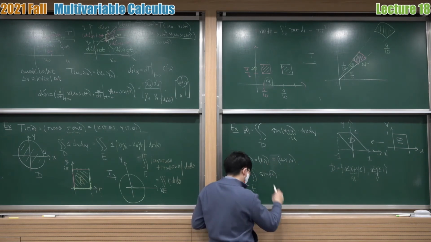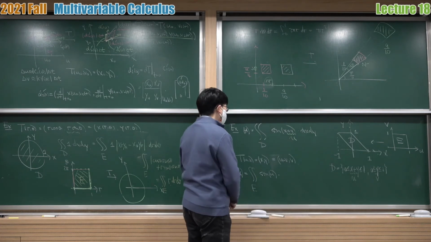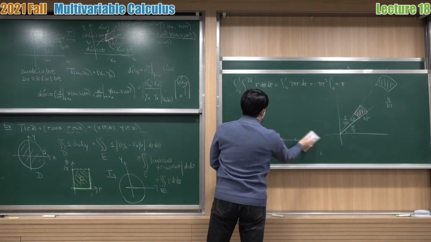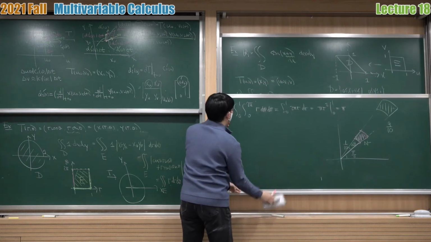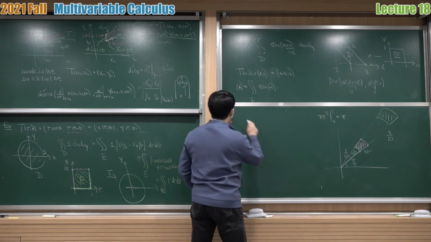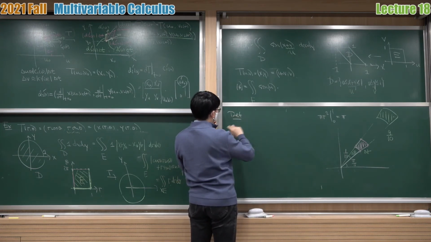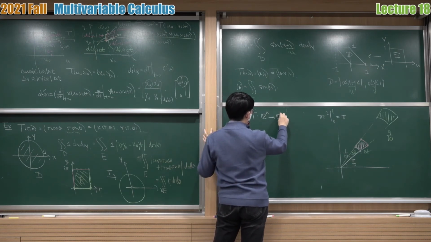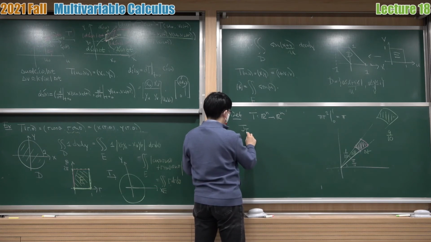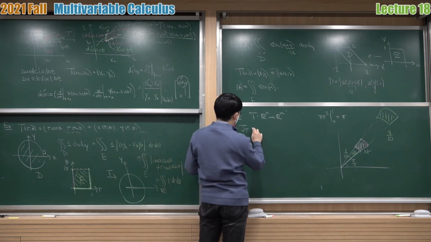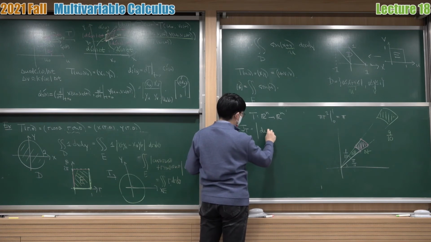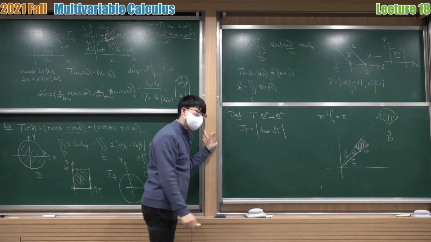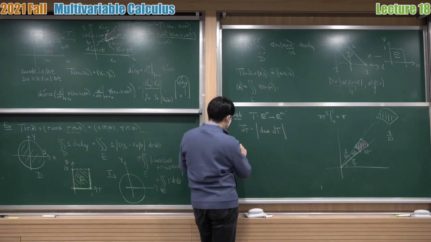But let me introduce an easy form of memorizing the Jacobian. So the Jacobian for a two-dimensional transformation is the following. Definition: we have a transformation from Rn to Rn. The Jacobian of transformation T is equal to the determinant of the differential of T.